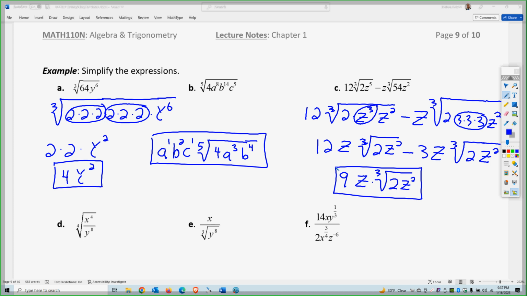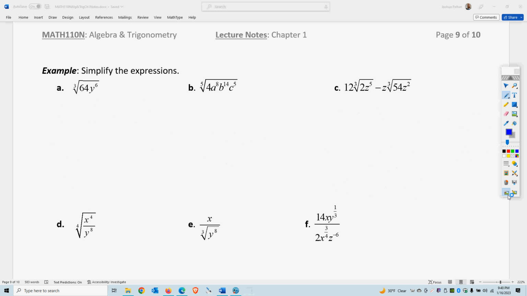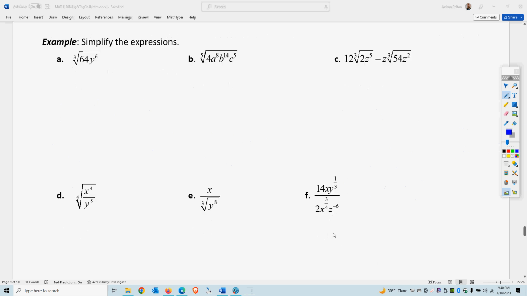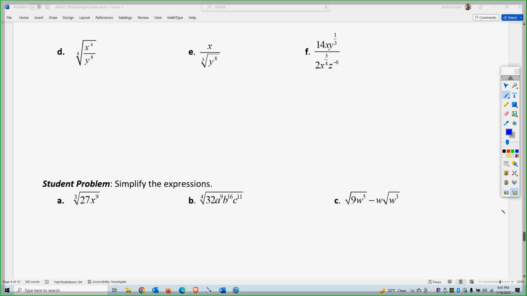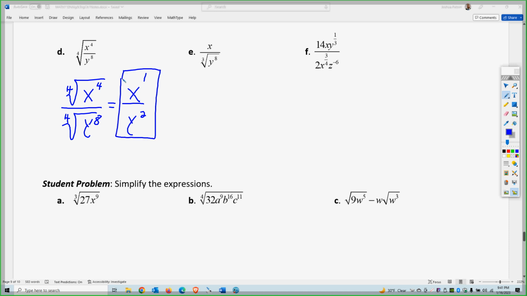Okay, so let's try the next couple. The next one is a quotient. And I cannot divide 4 by x by y. That's not going to work. But I can certainly use the quotient rule to break them apart separately. So this is the fourth root of x to the fourth over the fourth root of y to the eighth. And we can use our shortcut here instead of writing out 8 y's. So 4 divided by 4 is 1, and then 8 divided by 4 is 2. Again, if you need to, you can write them out longhand, but that becomes painful.